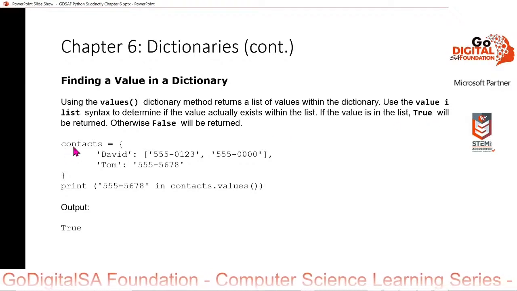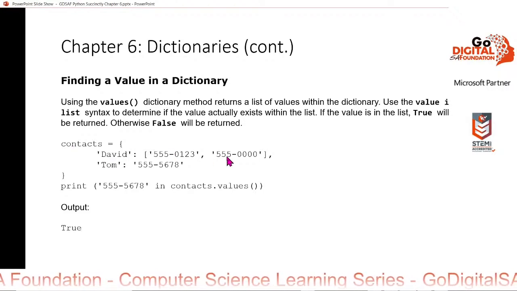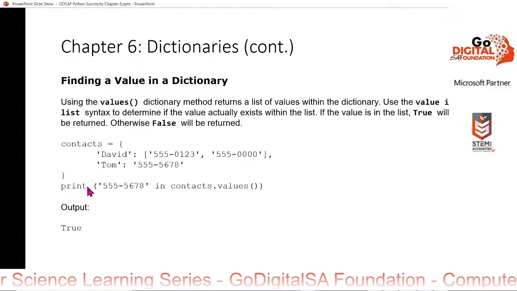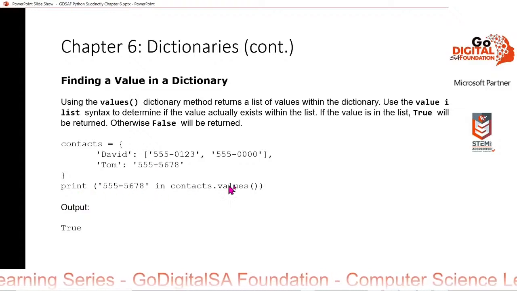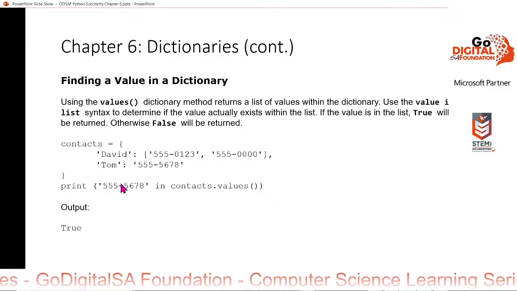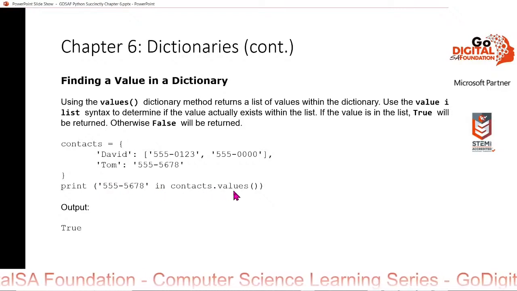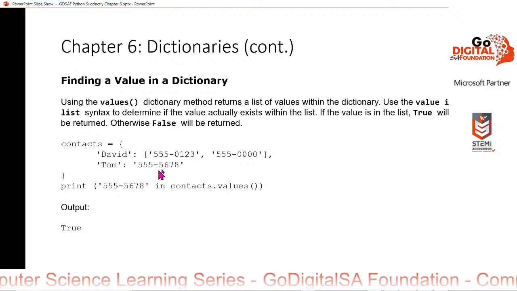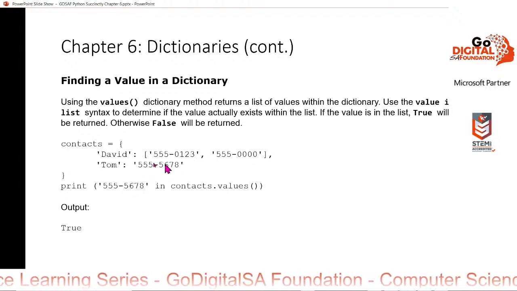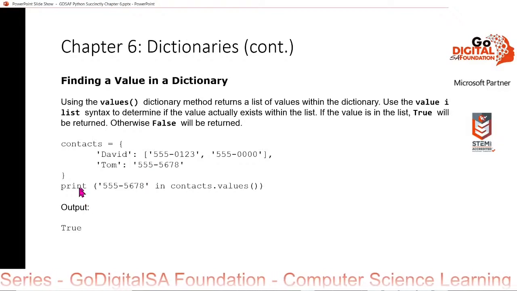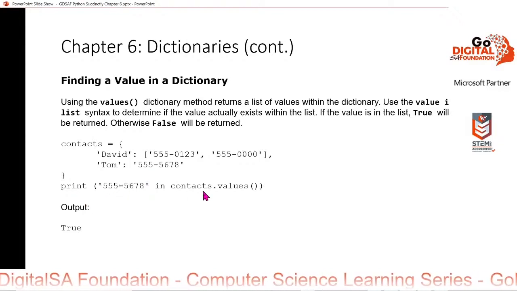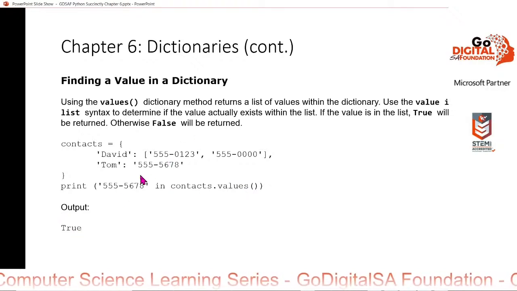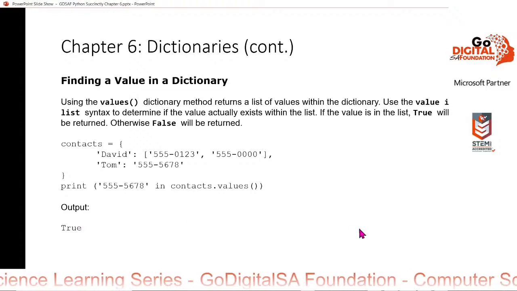Okay, so again, we create a dictionary context with David and a list of 2 strings, and Tom with just 1 string. Then if we print this string in context.values, so this is going to find this value. Okay, and we see that this value is here. So when we print this in context.values, it returns true. If this wasn't the value in context, that would return false.